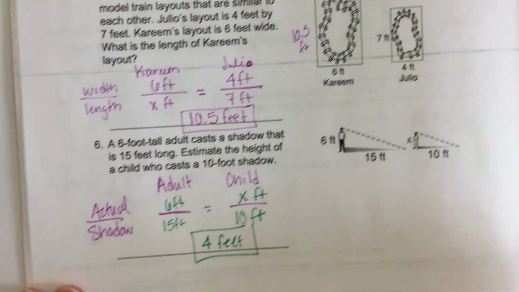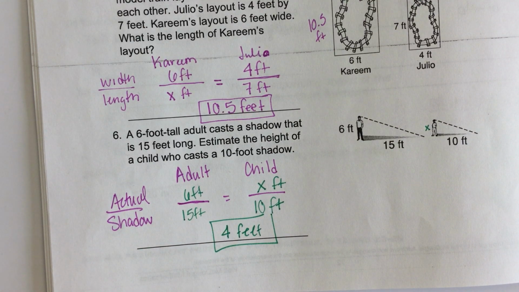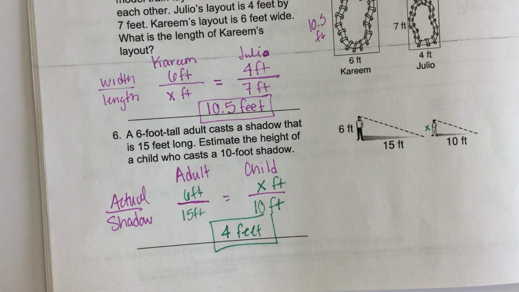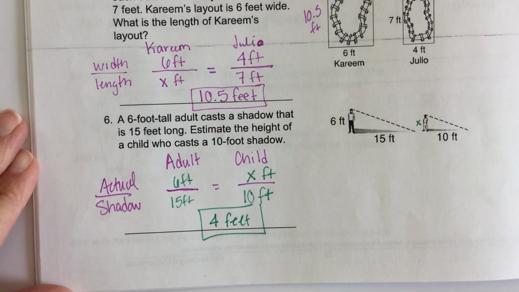So I would say that setting up the proportion is easier if you put your labels on there, okay? And that is my advice.